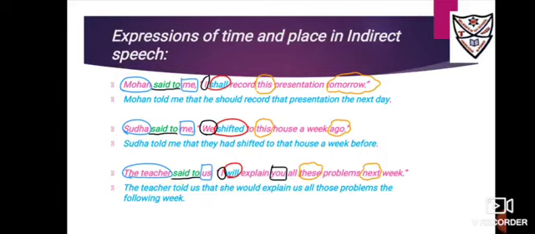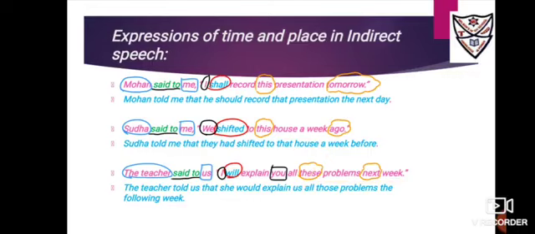Now go for the nearness, "these problems". So you have to put a flower at "these". So "these" changes to "those". Next, "week" will change to "the following week". So it's ready. The teacher told us that she would explain us all those problems the following week.